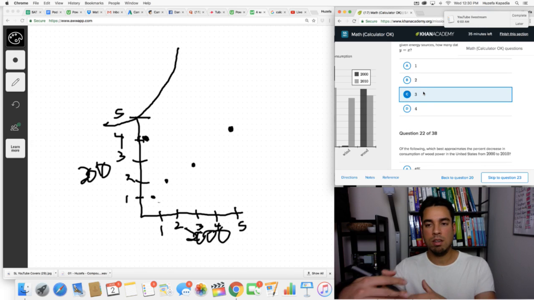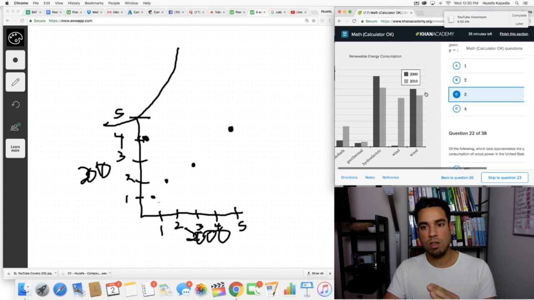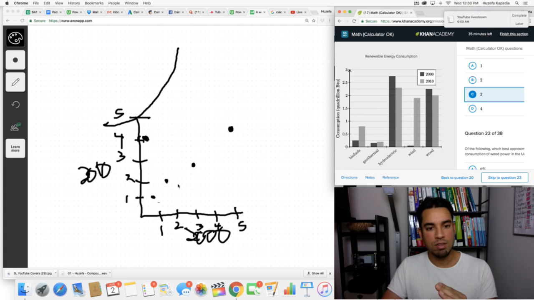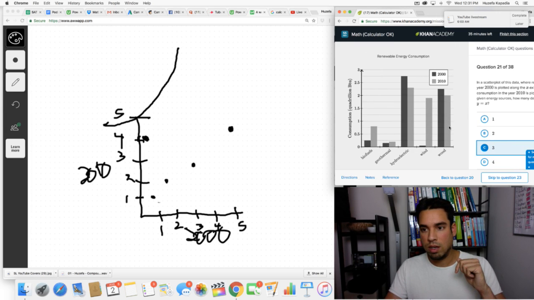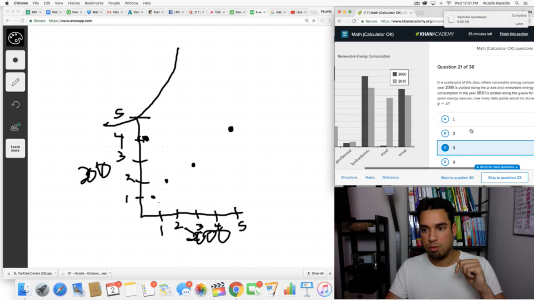But basically, let's think about it again. If above the line, 2000 is x, so we want the x value to be greater than the y value. How many are x value greater than the y? No, that would be below. Yeah, so above it would be where the y is greater than the x, 1, 2, and 3. So it's 3 points. Okay.